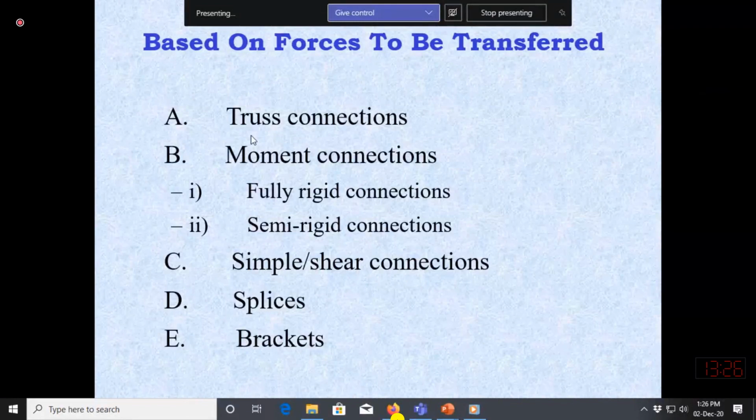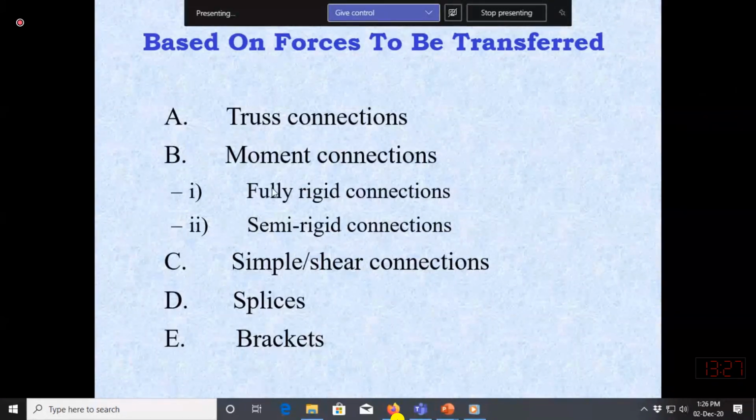These are designed only to transfer the forces from one member to the other member, or from one member to the gusset plate. So these are not designed for the moment. We will learn in detail how we can design the connection for our trusses. Second is the moment connection. The moment connections are mostly used in our frame structures, which are comprised of beams and columns. So what are moment connections? We will study in detail.